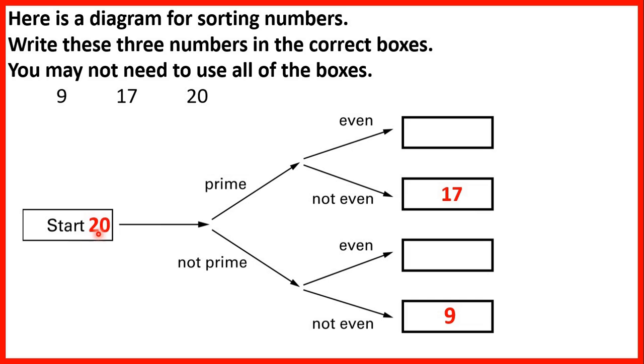And finally, we have the number 20. That's not a prime number because as well as 1 and 20, 20 is also in the 2, 4, 5 and 10 times tables. But 20 is an even number. It's a multiple of 2, and we know that because it ends in a 0. So 20 goes in this box here.